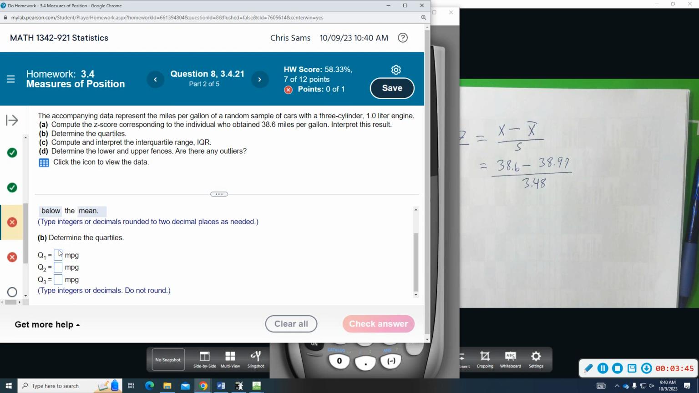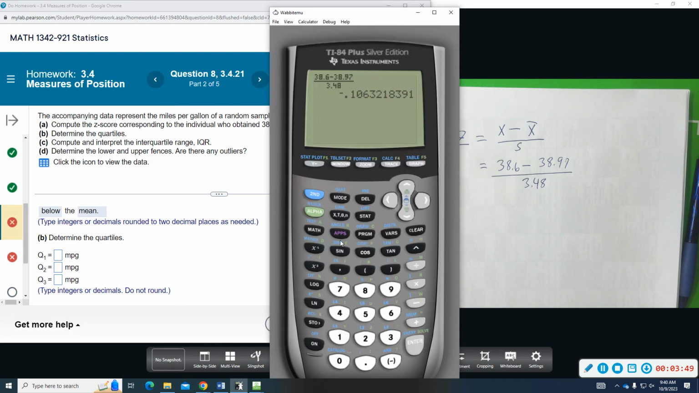Alright, so the next part wants us to do the quartiles. So again, that's why I wanted to do it with a calculator. If I go back and pull up that stat calculation, on the screen when I arrow down, it automatically gives me Q1, Q2, which is the median, and Q3.